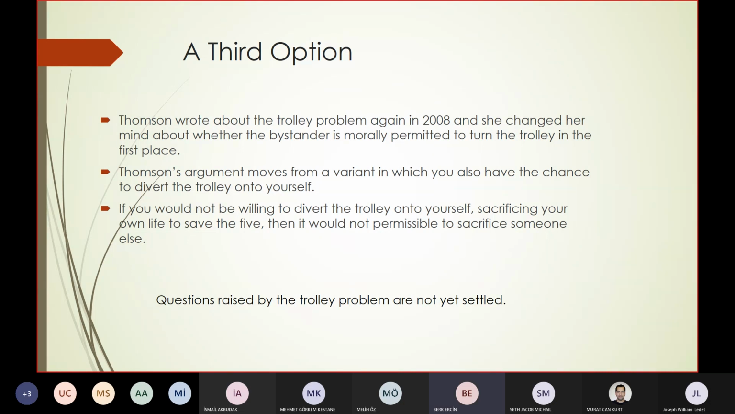Thomson wrote about the trolley problem again in 2008, and she changed her mind about whether a bystander is morally permitted to turn the trolley in the first place. Thomson's argument moves from a variant in which you also have the chance to divert the trolley onto yourself. If you would not be willing to divert the trolley onto yourself, sacrificing your life to save the five, then it would not be permissible to sacrifice someone else.